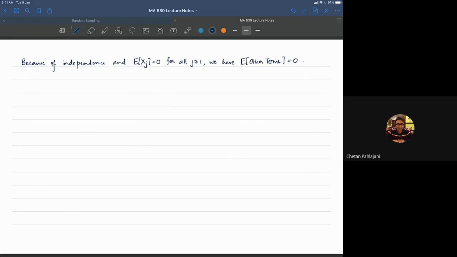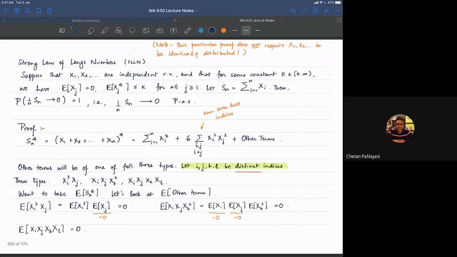Okay, so now what am I going to get? If I take the expectation of Sn to the 4, this is going to be the sum over i from 1 through n of E of xi to the 4, plus 6 times a double sum over i less than j, so I'm summing over all i, j such that i is less than j, of E of xi squared xj squared. Any questions so far? All I did is take expectations in this equation, and I noted that the expectation of the other terms is 0.